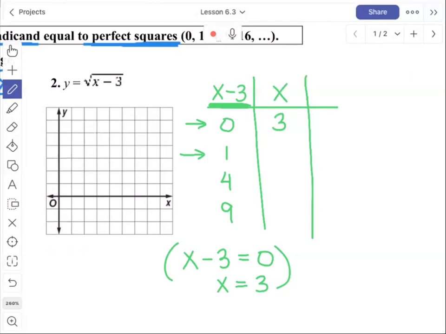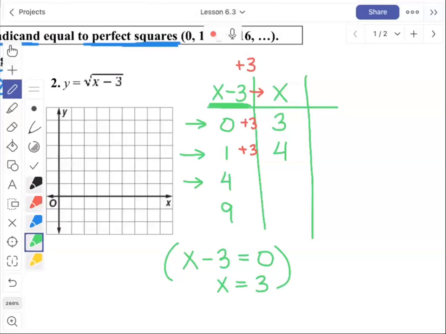So the answer is 4. Here's an easier way to think of it, guys. To get from x minus 3 back to just x, you add 3. So here you just add 3. Try the next one. x minus 3 is 4. What is x? Go for it.